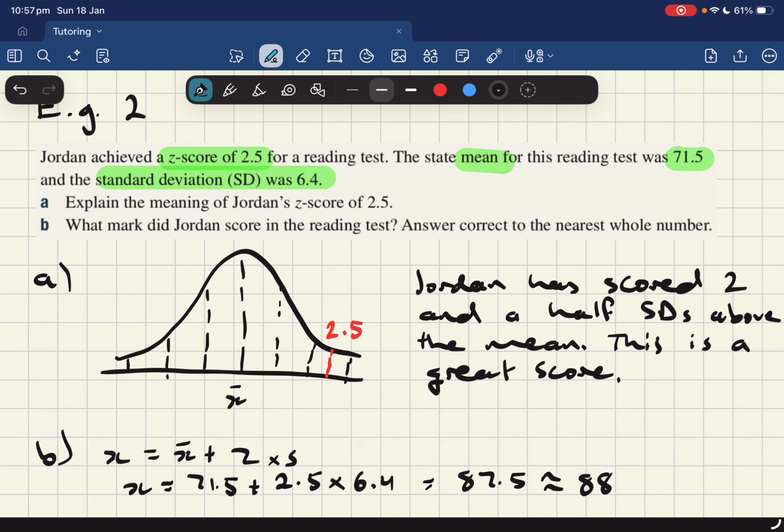So this is how we can find the score given the z-score, mean, and standard deviation from a particular data set. That brings us to the end of the video.